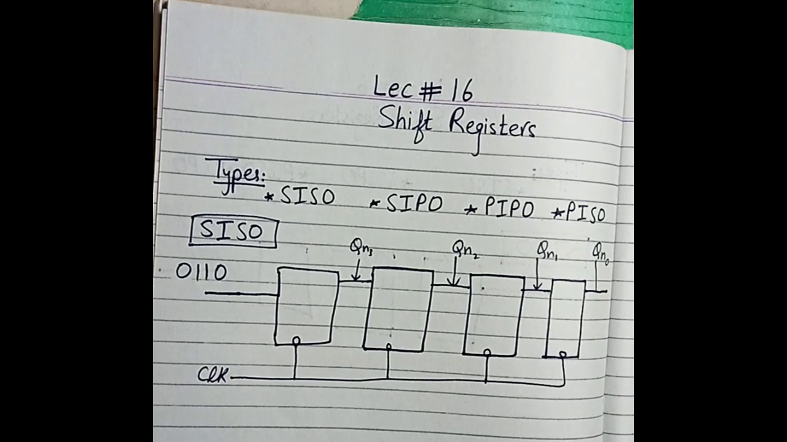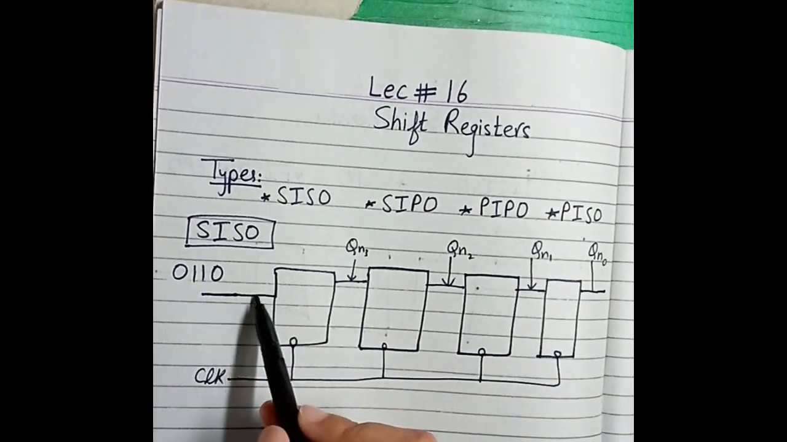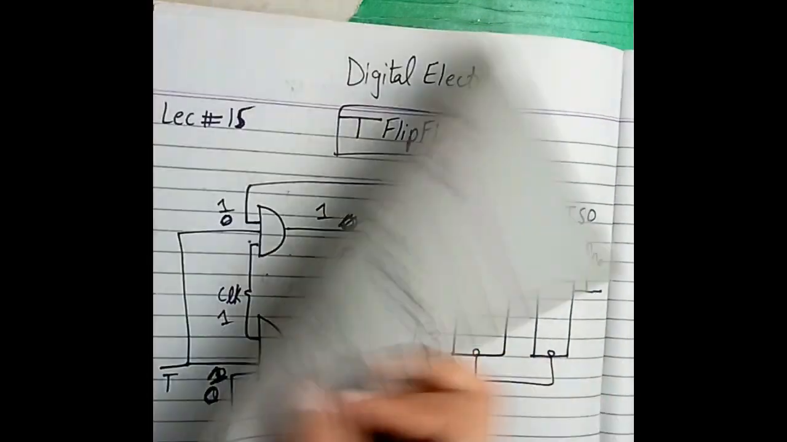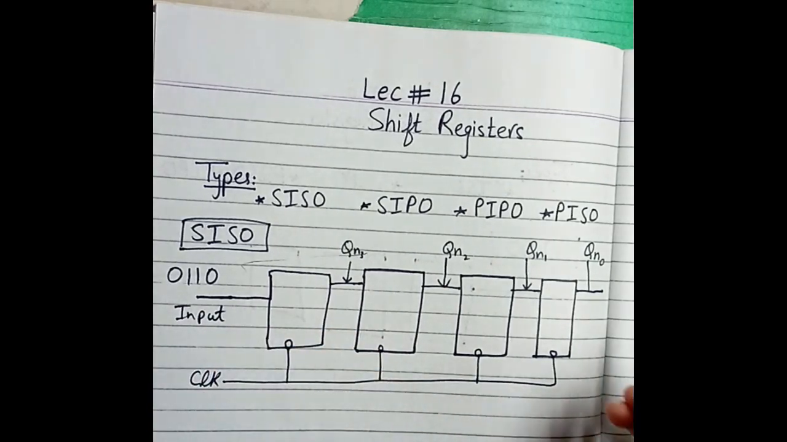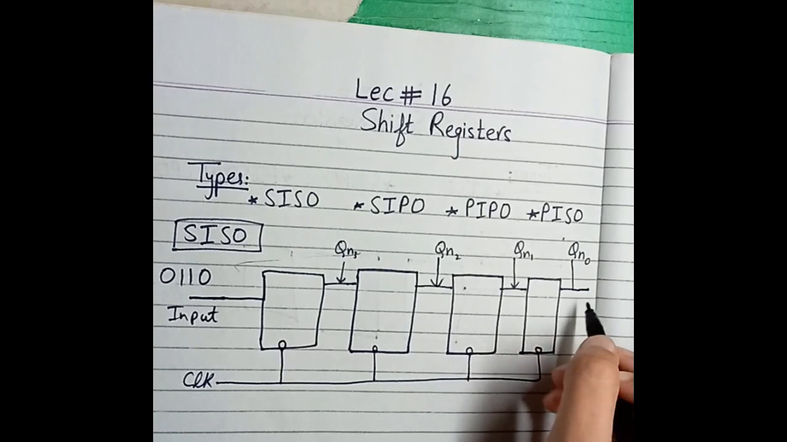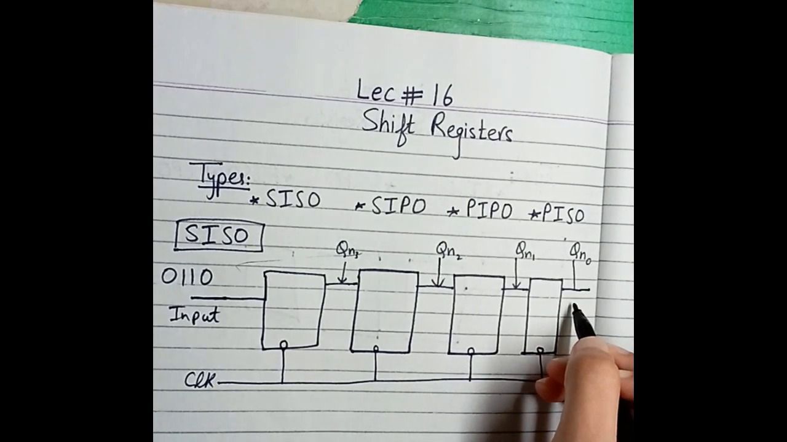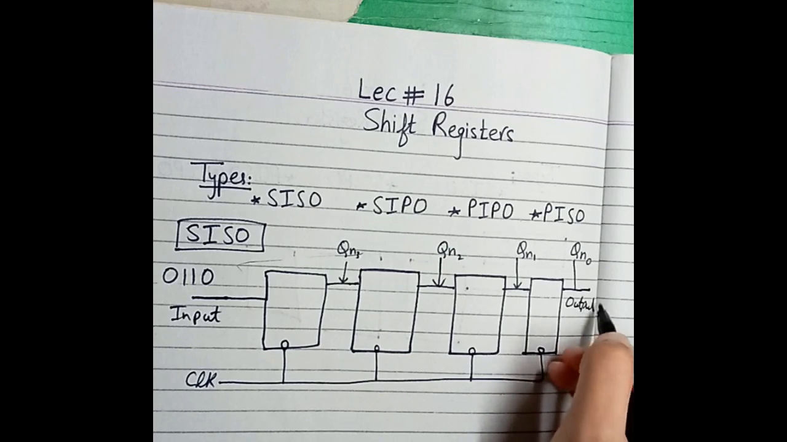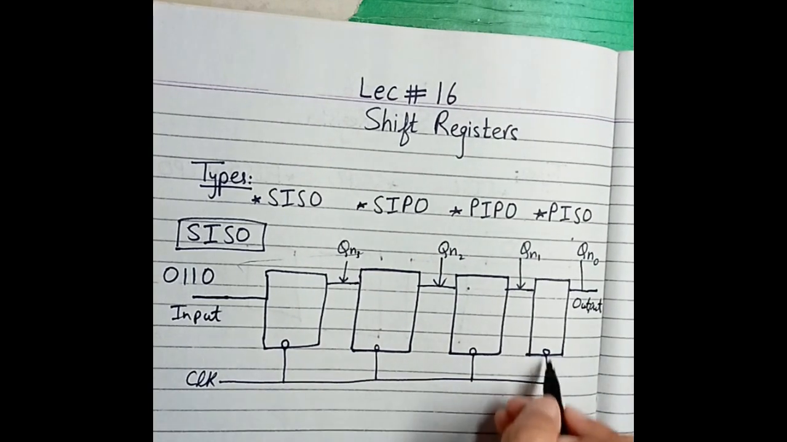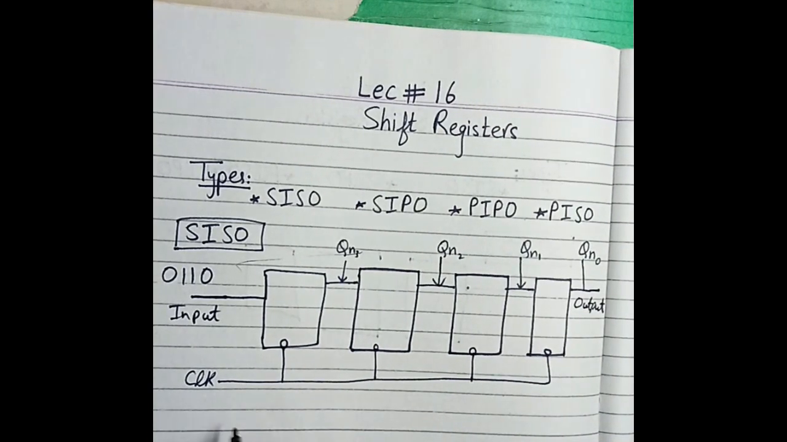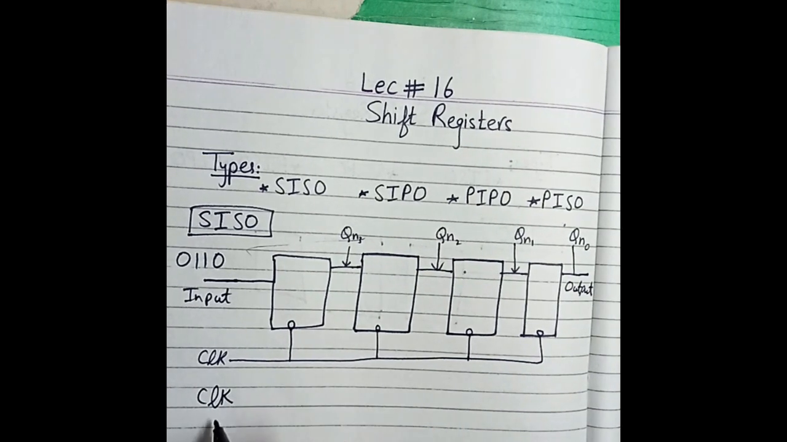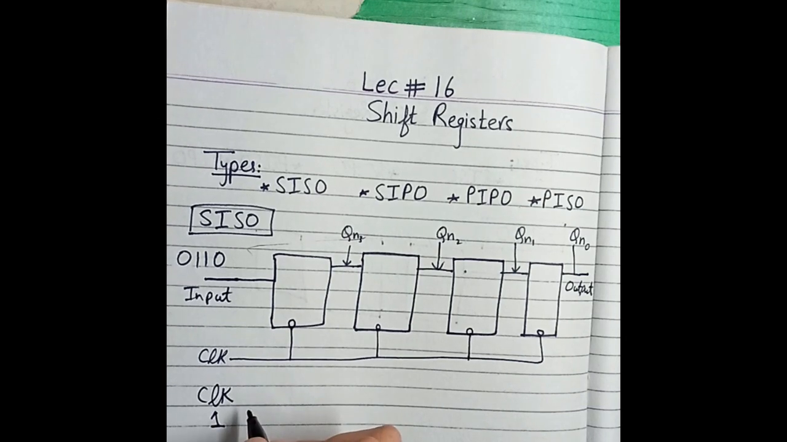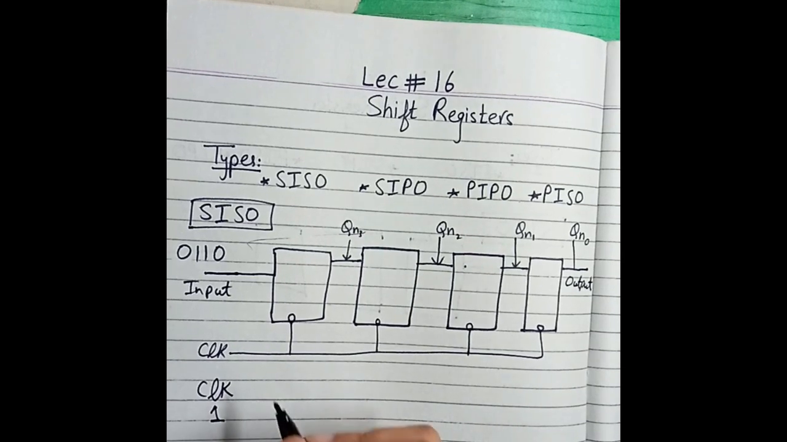In this we will have the serial input and the serial output. Our input is from this side, and on Qn0 we will get our output. This is the clock which is connected. Then we give the first clock and our process starts.